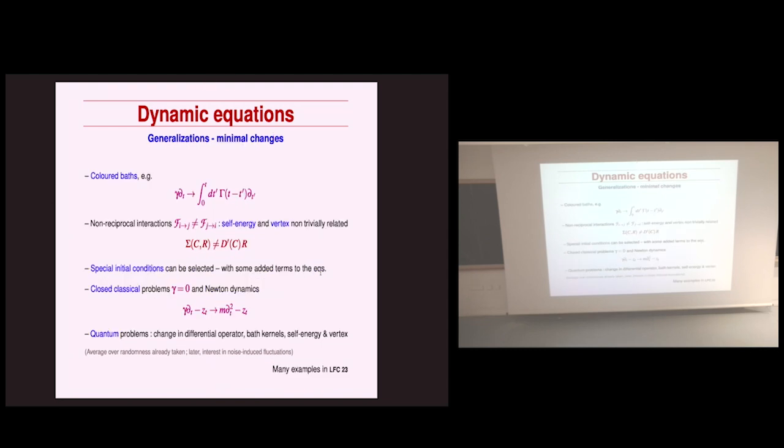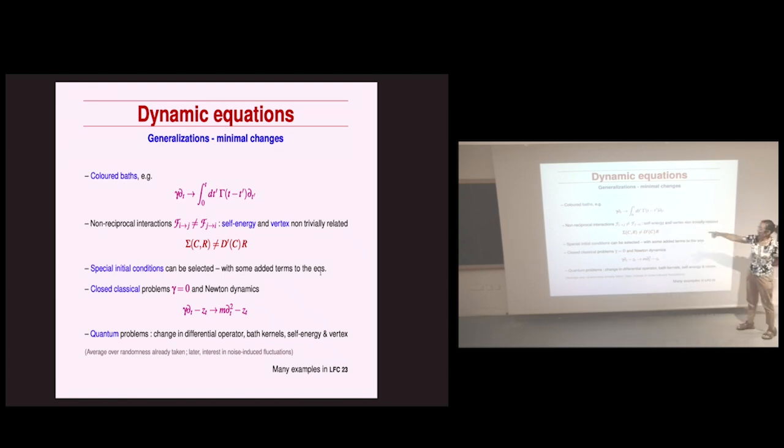Now, these equations are very general, and they don't only apply to this model that I introduced at the beginning. So, for example, if you are interested in using, instead of white baths, so noises which have memory, colored baths, so with some memory kernel in it, well, what you have to do is change this friction term into that one, and also change another term in the equation, but I'm not writing it, but it's very simple. I mean, you can cover with these kind of equations also colored baths.